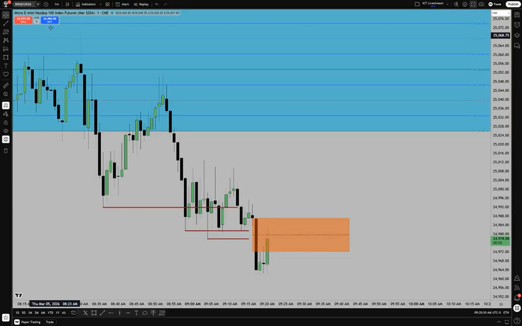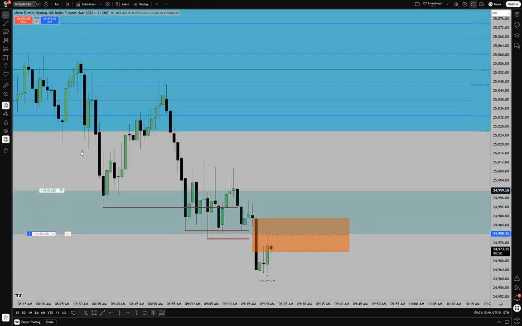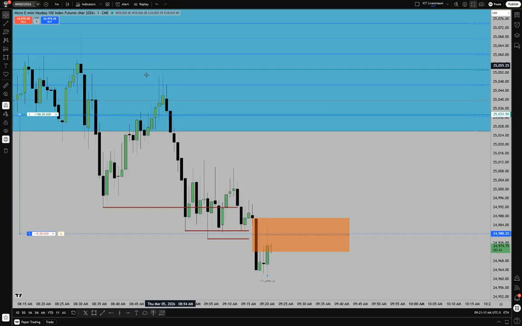I'm very strongly convicted about this idea. So I'm going to simply use the consequent encroachment of that SIBI in accordance with inversion fair value gap expectations. And we can now go back up. We'll look at this fair value gap right there and not require price to trade above this high. So what I'm doing is, let me put a $50 stop on it.